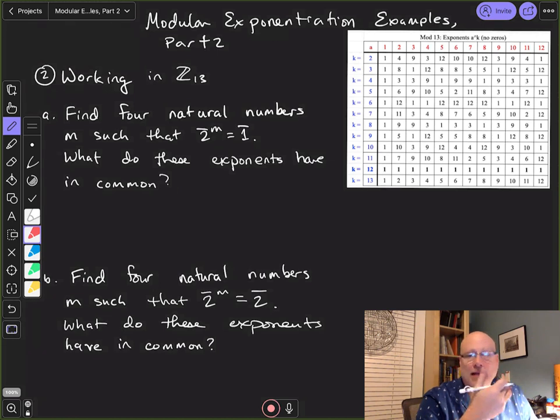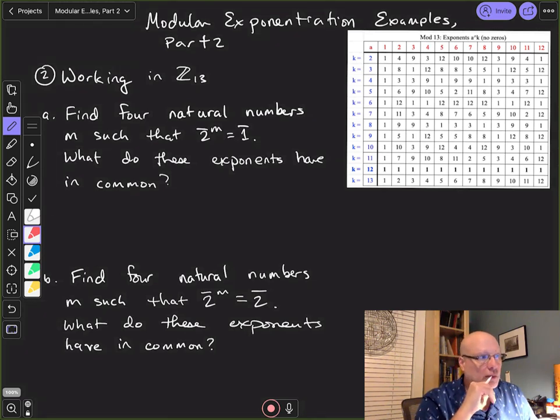But if we were working in, like, mod 473, we're not going to make a table. So just keep that in mind as well. The first one we're going to look at is: find four natural numbers m such that 2 bar to the m equals 1 bar. And I'm going to stop saying the bars. I'll write them in, but I'm just not going to say them every time.